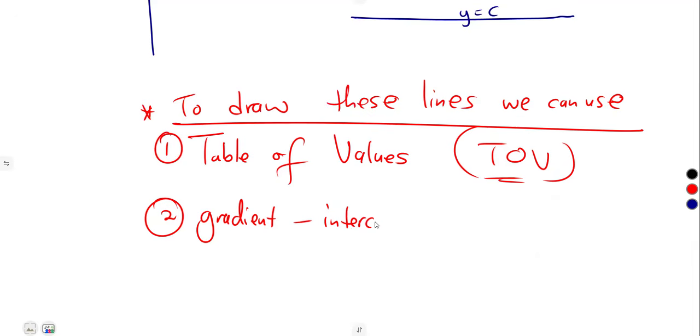Number two, we can use the gradient intercept method, which I'm going to explain later on after some videos, because I'm going to explain about the gradient, how to calculate it graphically, how to determine it from an equation, how to calculate it given points. So it's going to be something that I'm going to explain later on.